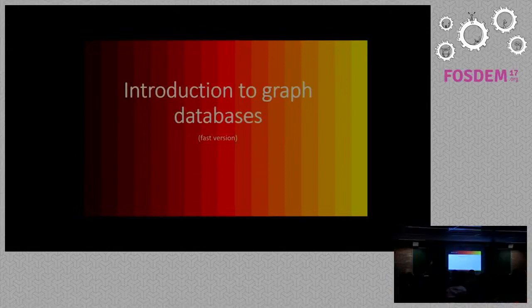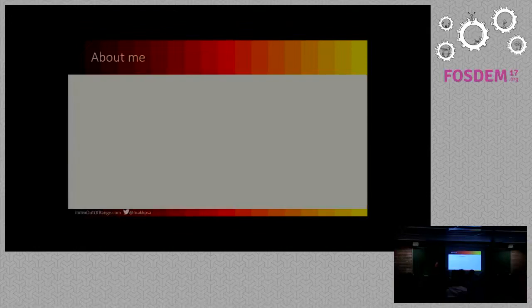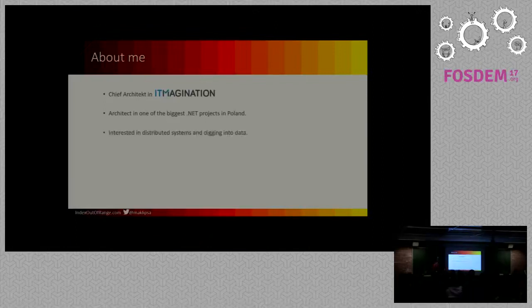Okay, some things about me. I'm the chief architect in IT Imagination. It's a big Polish IT company. There I help in running one of the biggest .NET projects in Poland. After hours, I basically dig into data, so Neo4j is for this, and making sense of it, and also distributed systems. And I'm also running a pet project called Cookie.pl. It's a contextual search engine for cooking recipes, and we will look at it later.